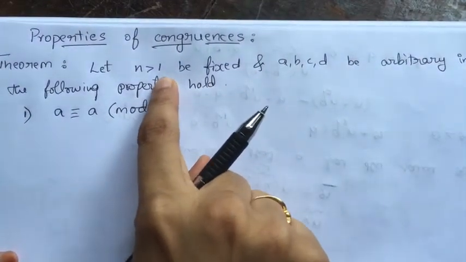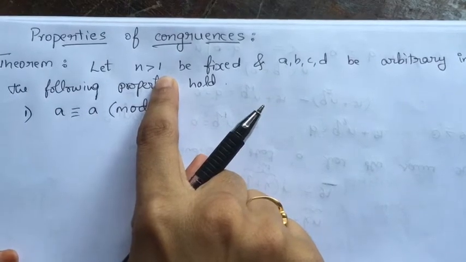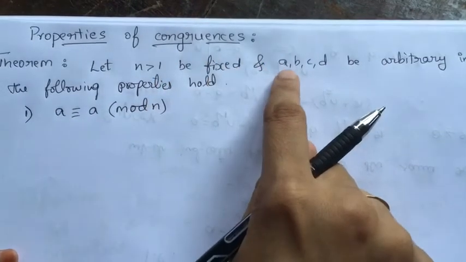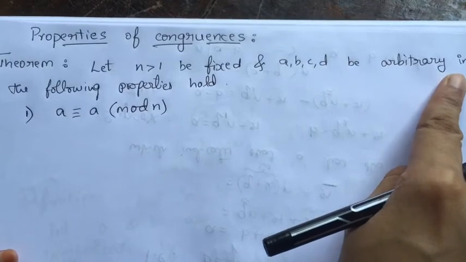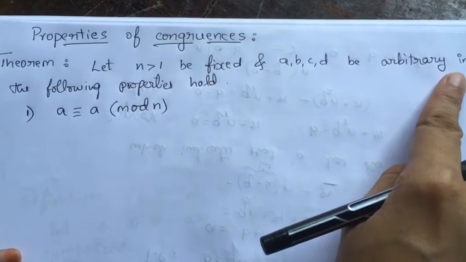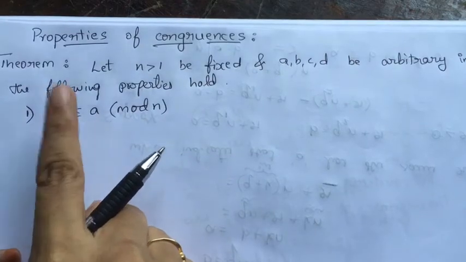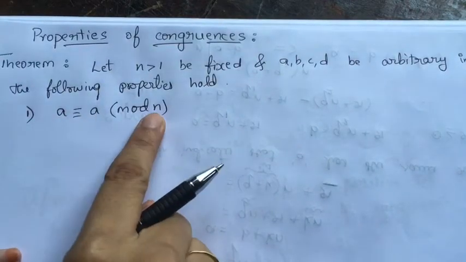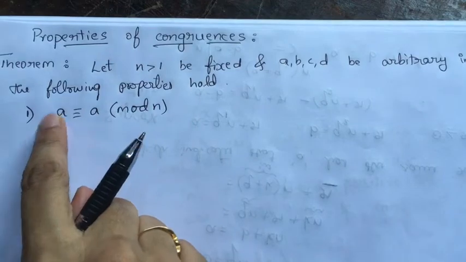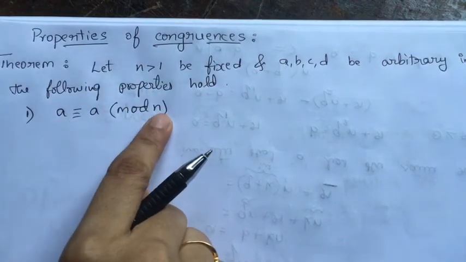If n is any positive integer greater than 1, which is fixed, and a, b, c, d are arbitrary integers, then the first property says an integer is congruent to itself mod n. A is congruent to A mod n.